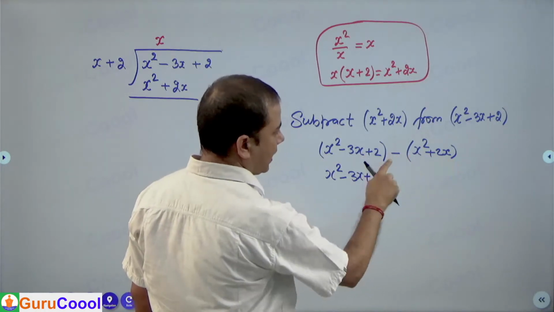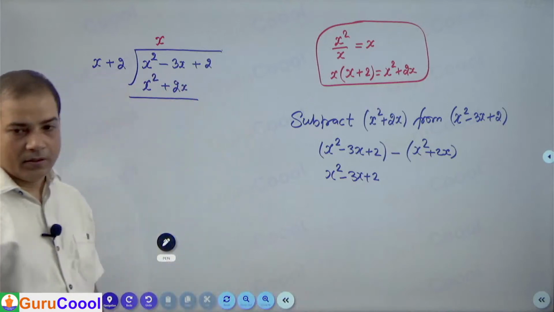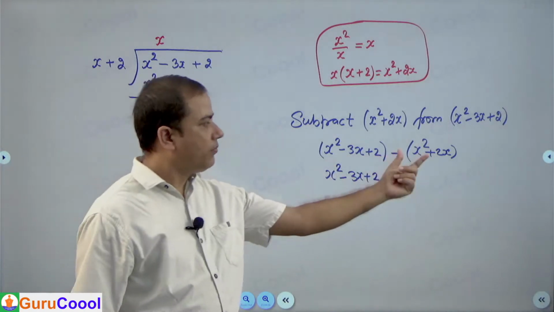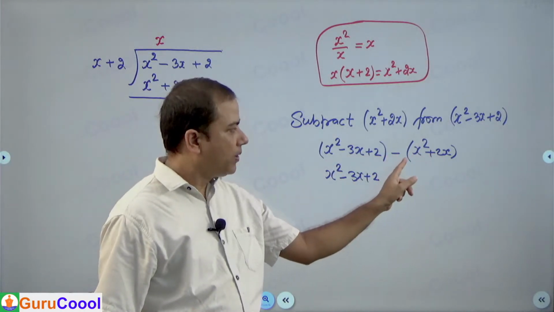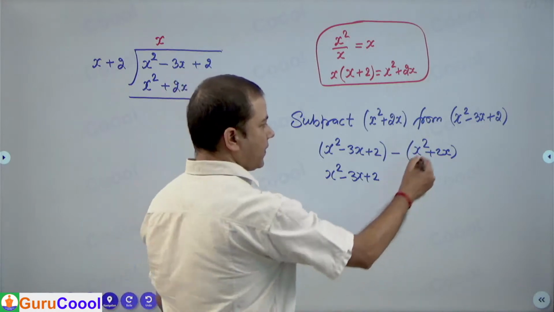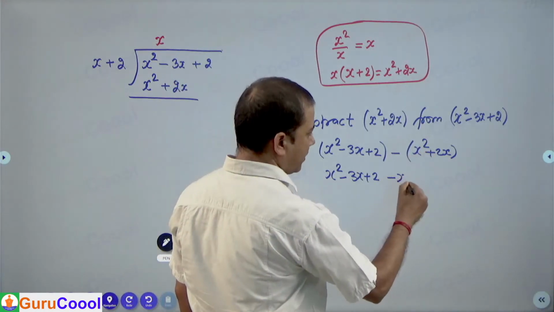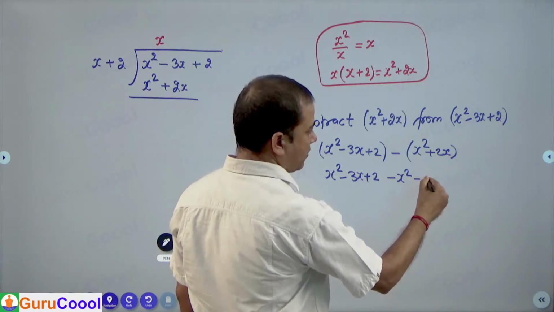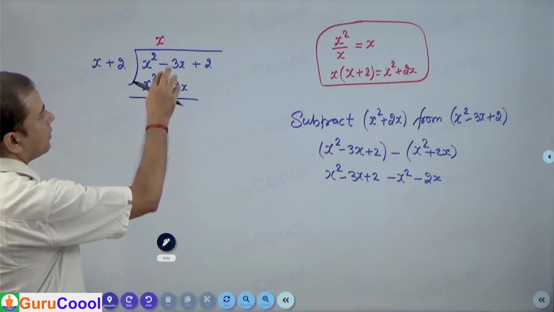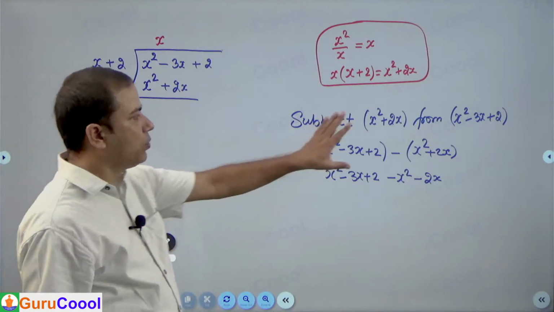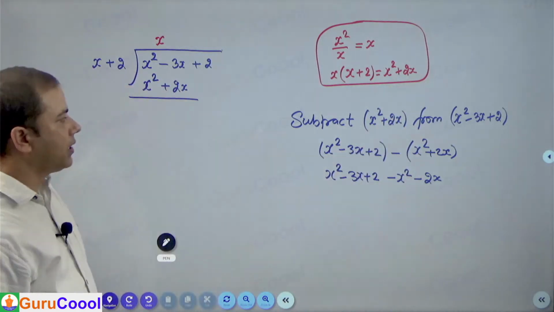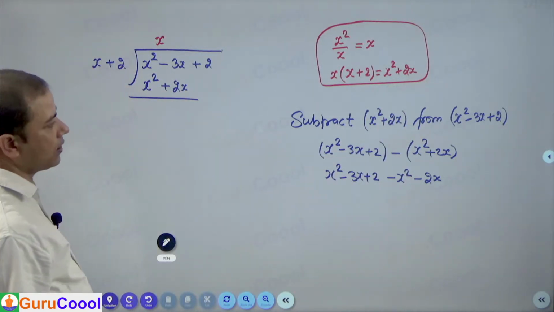When we open the bracket, I taught you this, how to subtract an expression. If you have a minus sign before the bracket, you need to open the bracket with sign changed of each of them. So x square becomes minus x square, plus 2x becomes minus 2x. In the same way, this is the subtraction. We don't need to do it this way. I just showed you as an example so that you can understand it.